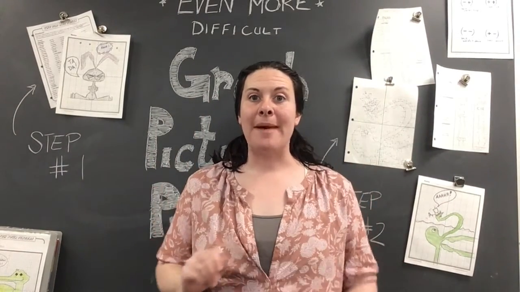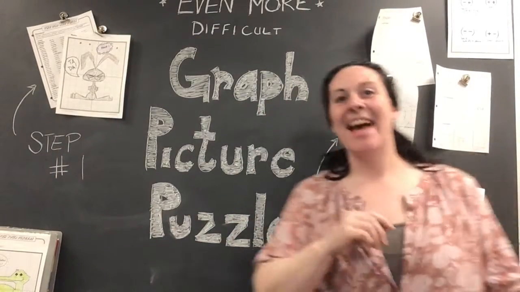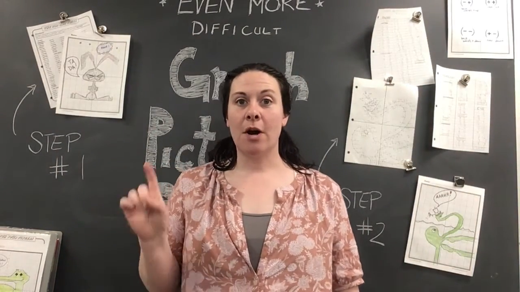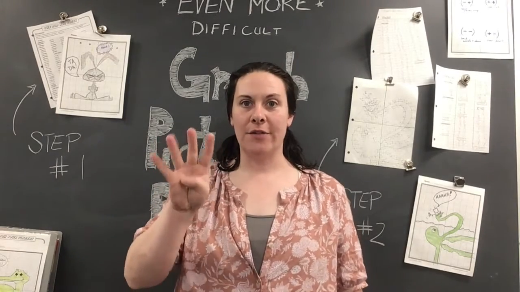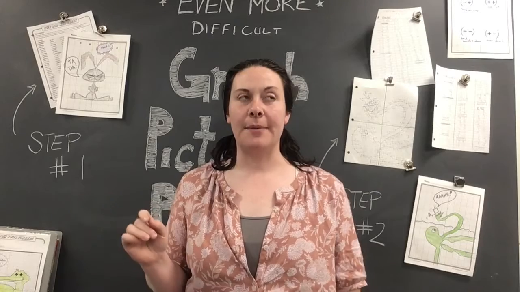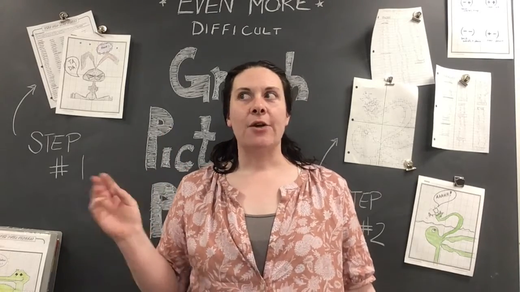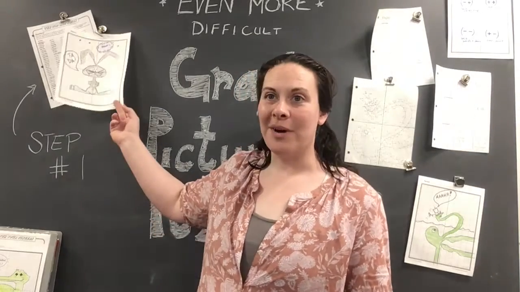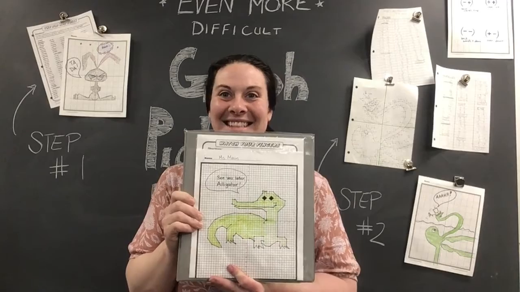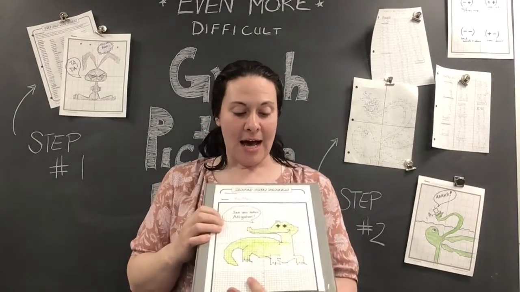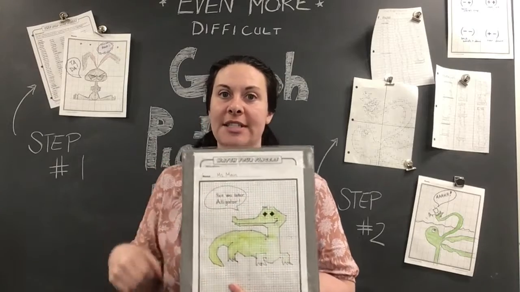This week for Math Club, we're going to do even more difficult graph picture puzzles. We've done graph picture puzzles before on the first quadrant, but now we're going to play on all four of the quadrants at once. It'll be loads of fun. So the first thing you need to do is complete a graph picture puzzle on all four quadrants, like this adorable little bunny or this gator. Good times. They're just like the puzzles before, only they're on four quadrants instead of just the one.